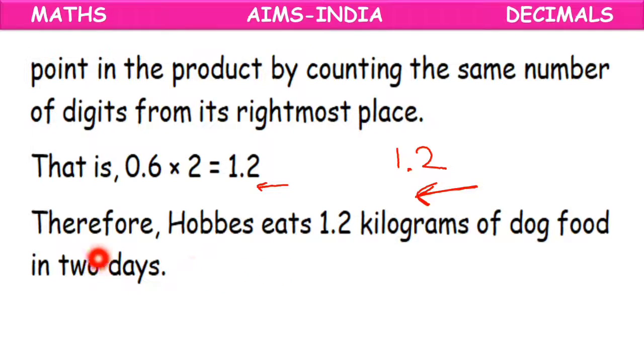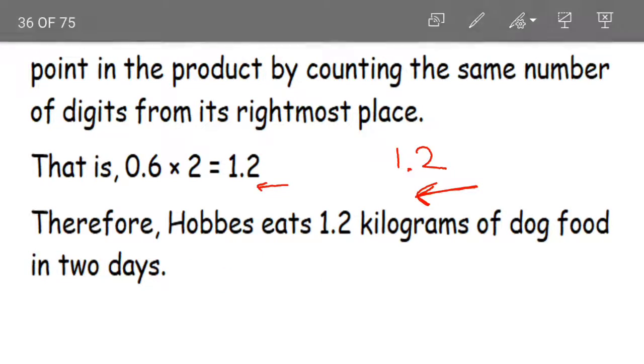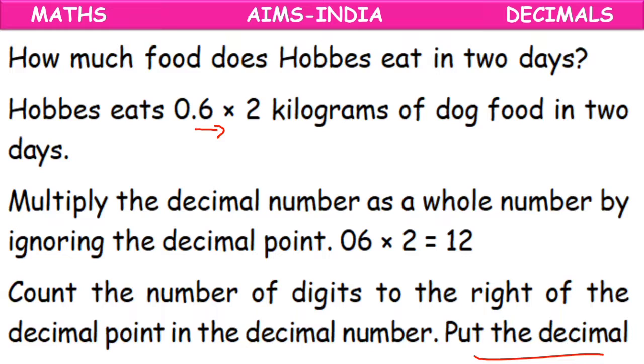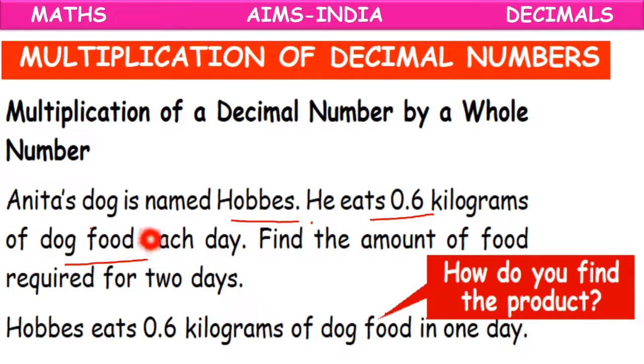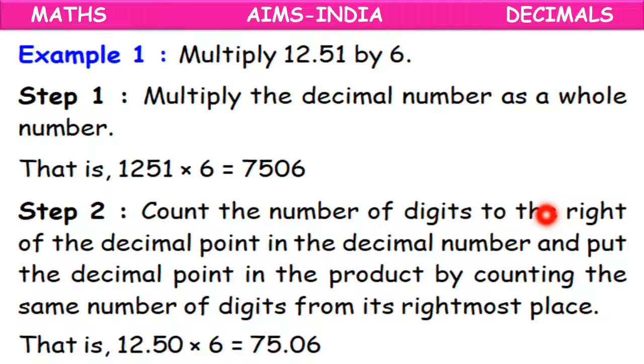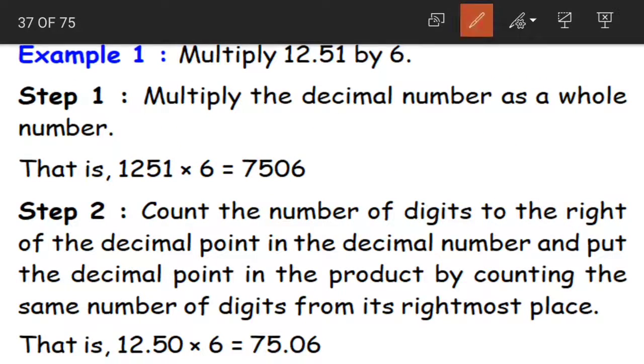Therefore we can conclude that Hobbs eats 1.2 kilograms of dog food in 2 days. Again, why kilograms? In the question the information is given in kilograms. So even in the answer the information will be represented in kilograms. Example, we are having another example here. Multiply 12.51 by 6.